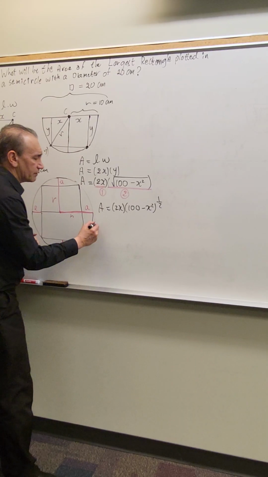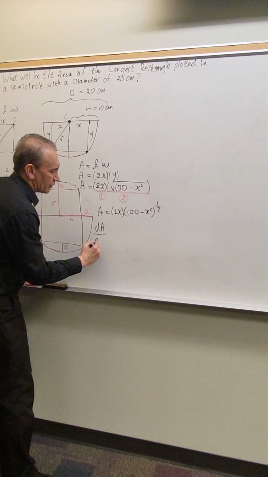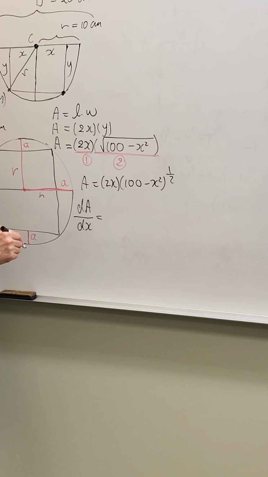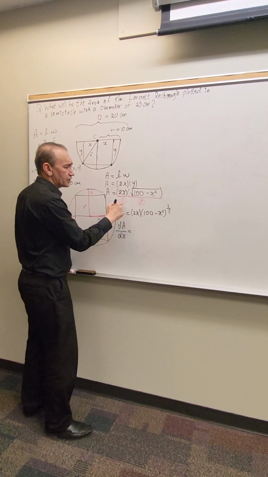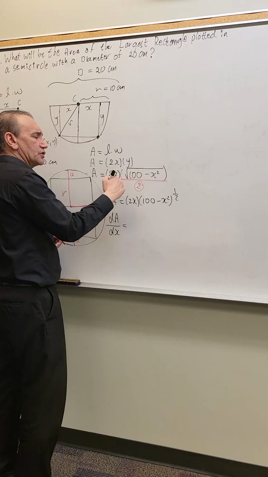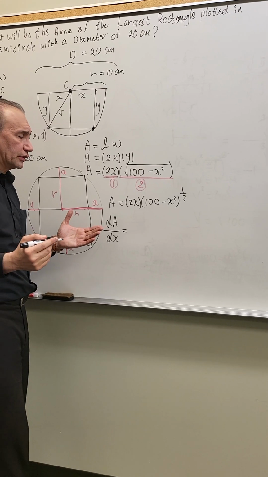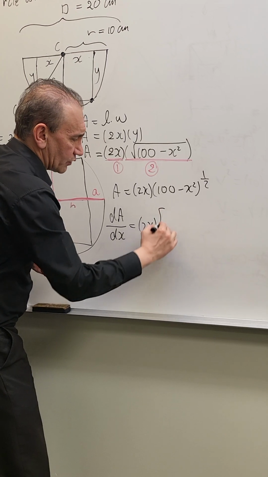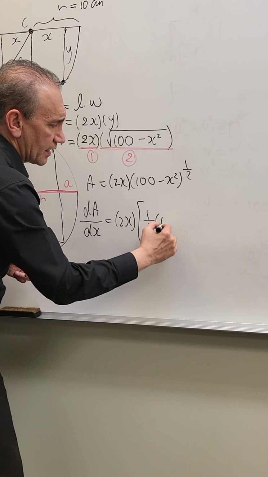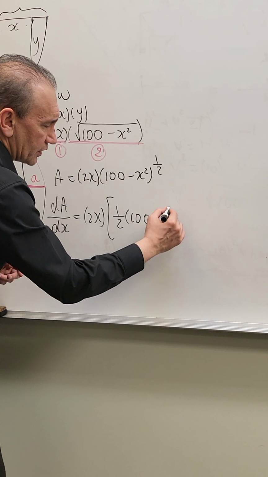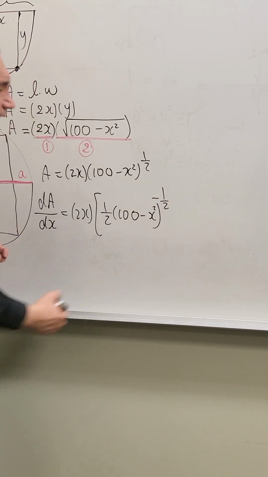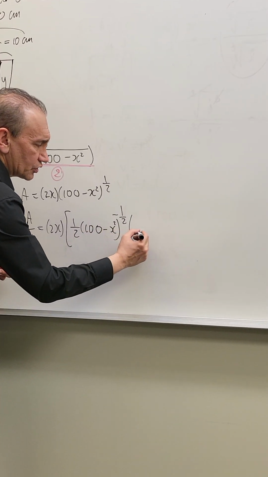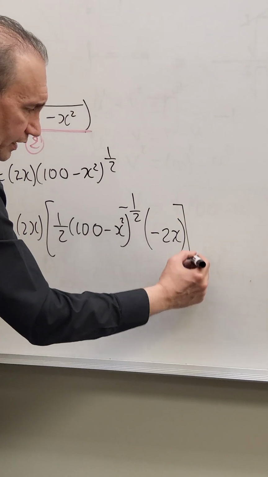Now I'm going to take the derivative, so I say that the derivative of the area with respect to the variable x is equal to, since this is the first and this is the second, the first times the derivative of the second plus the second times the derivative of the first. That's how we do the product rule in derivatives. So the first, which is 2x, times the derivative of the second. What's the derivative of the second? It is 1/2 (100 minus x squared) to the power of minus 1/2, because you subtract 1 from the power, times the derivative of the inside of the bracket, which is negative 2x. We close this bracket, we close this bracket.